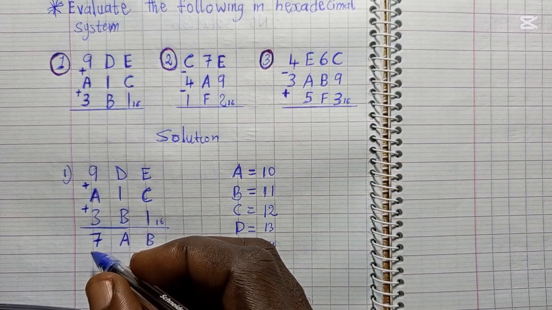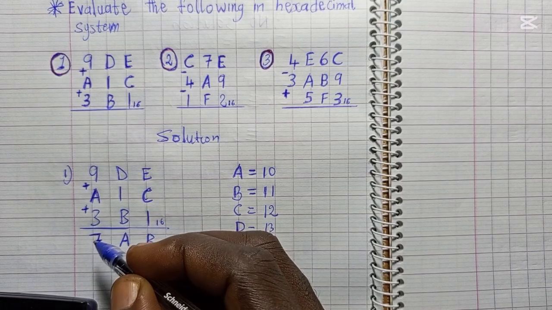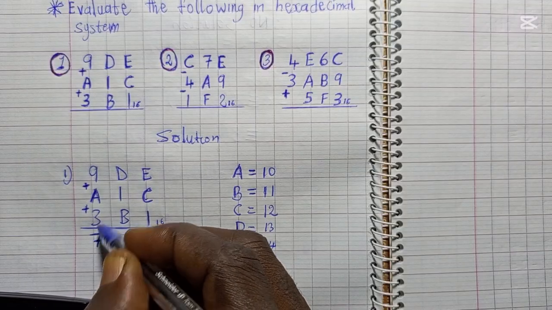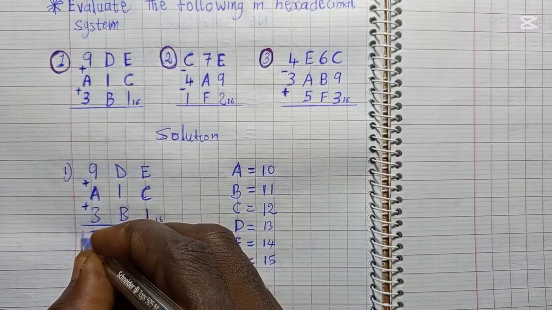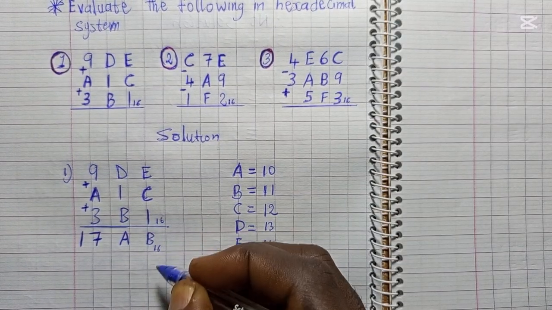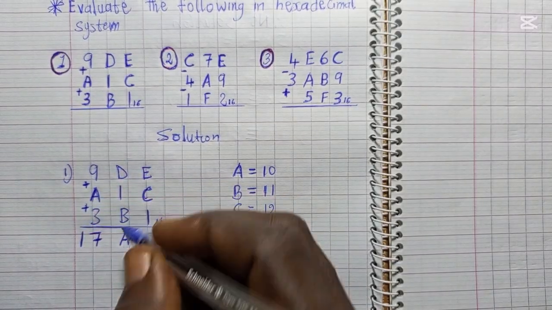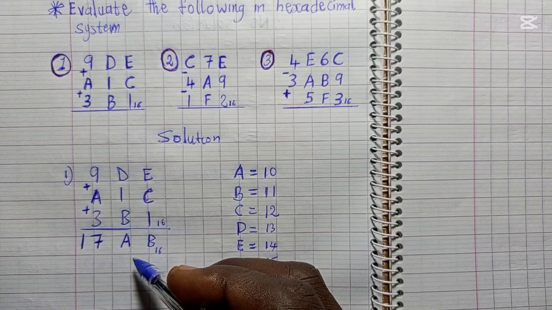Remember 16 goes in 23 once, remainder 7. This is the 7 here. Then that remainder 1, there's nothing here to add it to, so I'll just write it directly as 1. So this is our answer for this particular question. This value plus this will give us this.